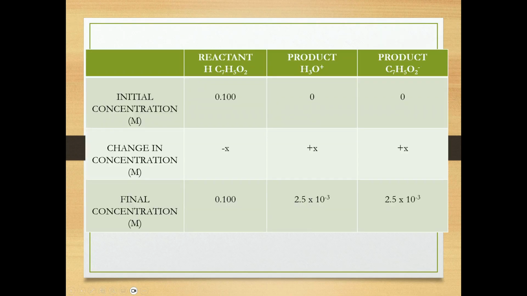So back into the icebox. I'm leaving my reactant at 0.1, and my products are 2.5 times 10 to the minus 3, both of them molar, because those two things always have to be equal in an acid. Now, there is a check to see that it was okay to drop the x, and that is how large is that x value compared to the 0.1.